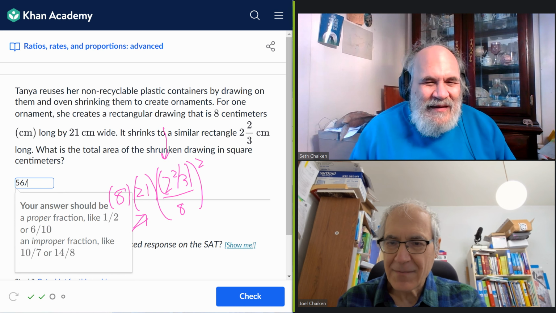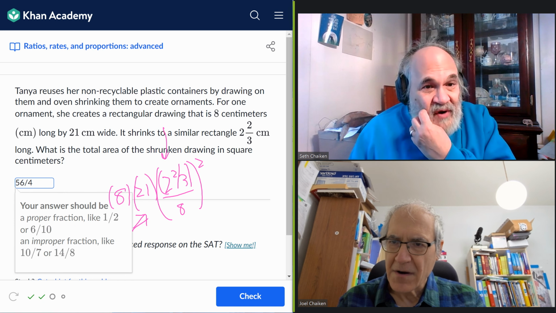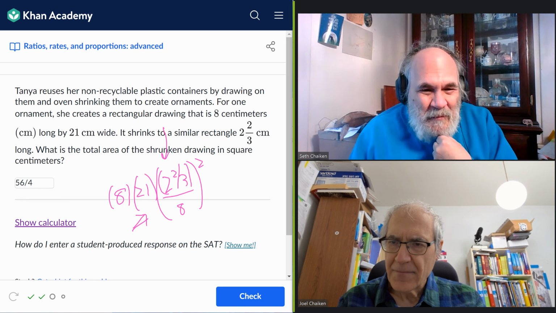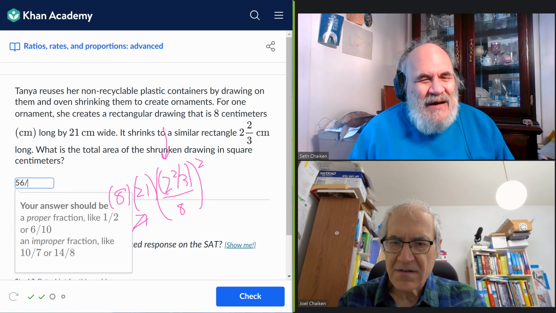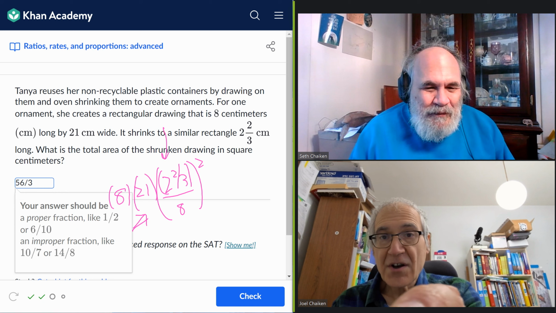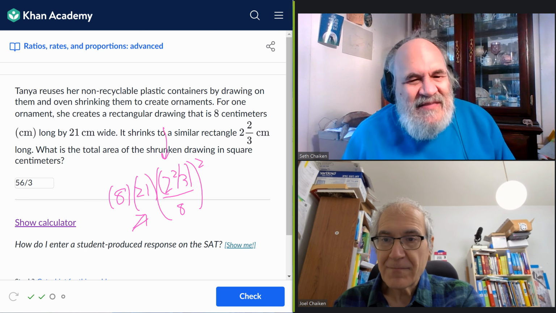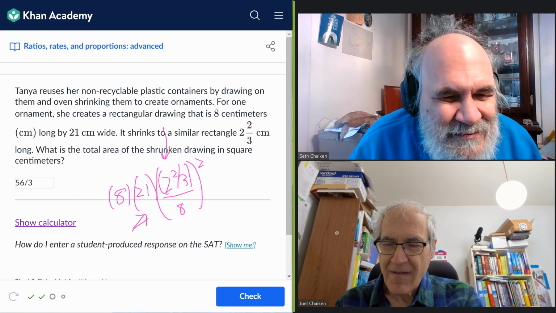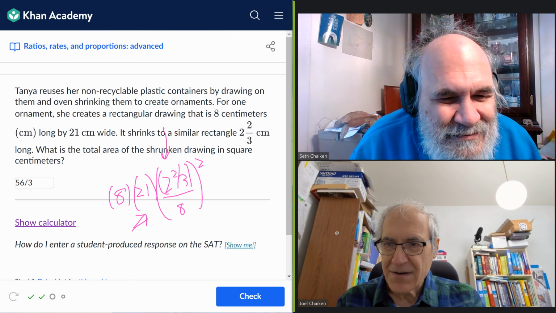Yeah, but if I type an improper fraction. Yeah. Oh. Okay. So anyway, I think we've done enough. But yes, it looks like if you're using the calculator, you're going to have to know. Does it say not an improper fraction? No, it said.